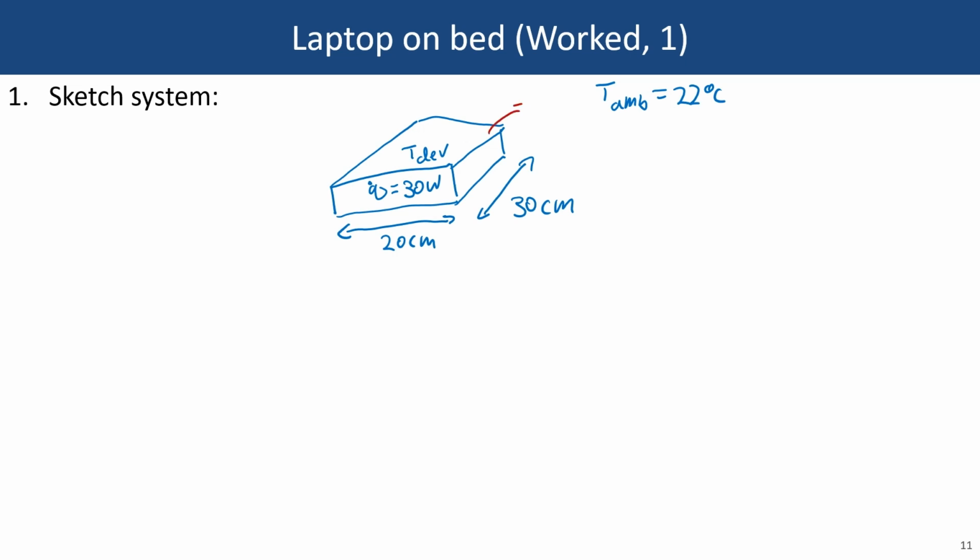So there's going to be some convection, q dot conv, to the air, and let's just approximate that as a natural convection process if we assume there's not too much airflow in the room. So there's going to be some natural convection to the air that's going to start to flow and rise around the laptop. And then also this laptop might emit some radiation to the environment. So there could also be some q dot rad to the room.